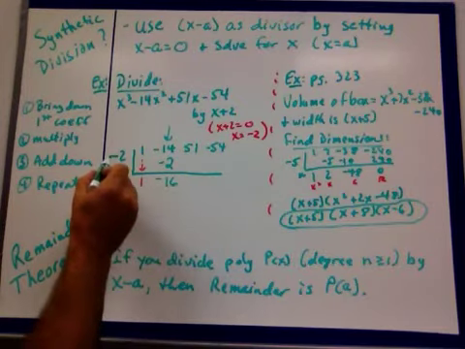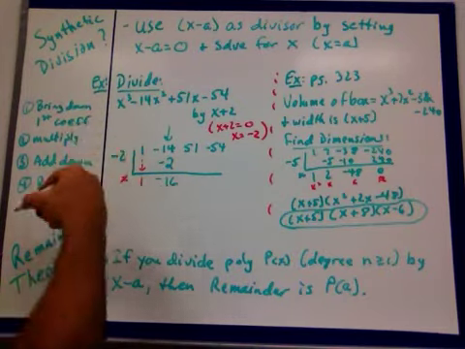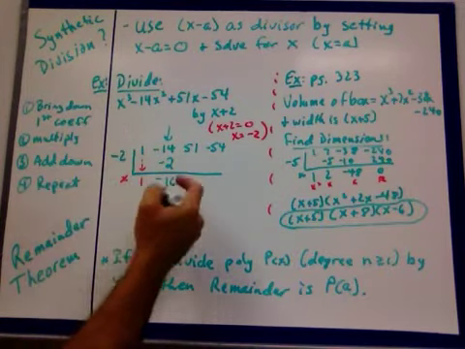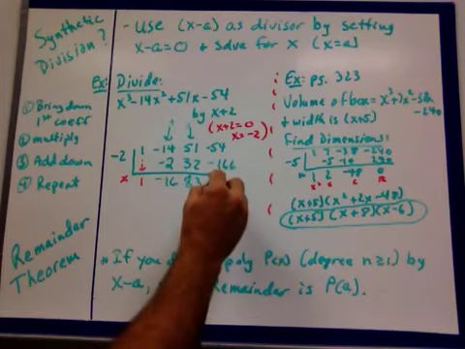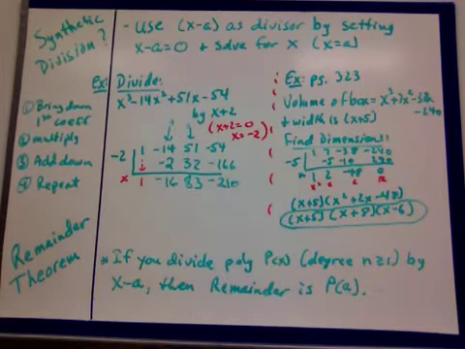Then I'm going to multiply again. Negative 2 times negative 16. I'm just going to keep repeating this. I'm going to get 32. I'm going to add down. That's going to give me, what, 83 times 2. Okay, so I'm going to get a negative, what's that going to be, 166. And so I get a negative 210 here, okay?